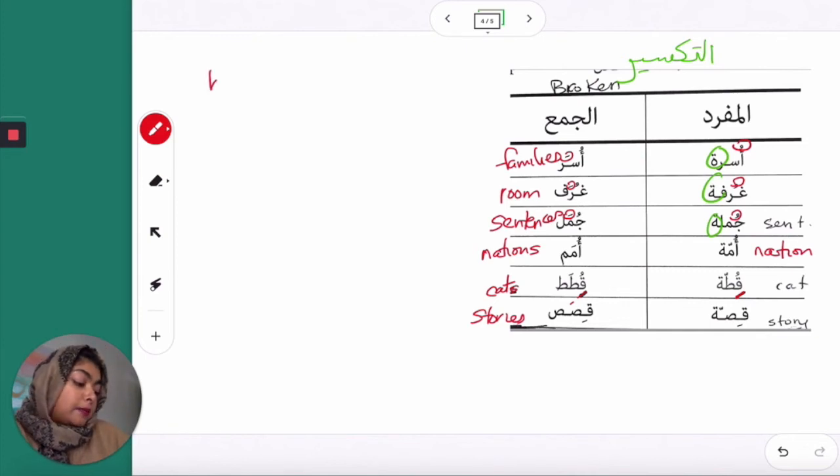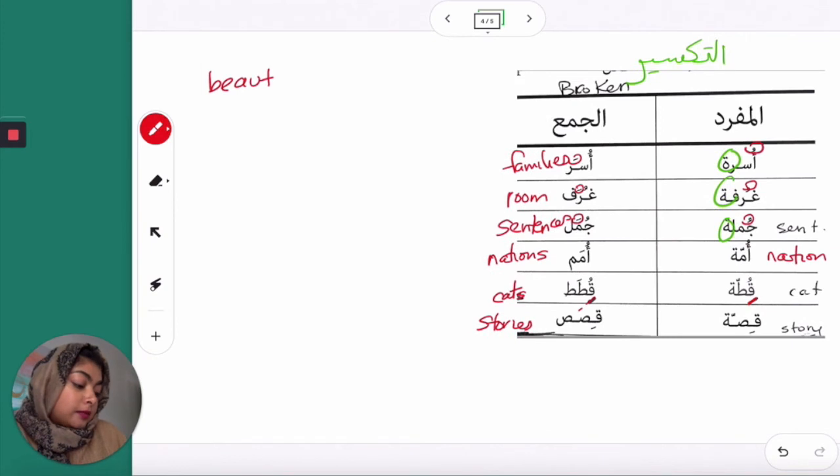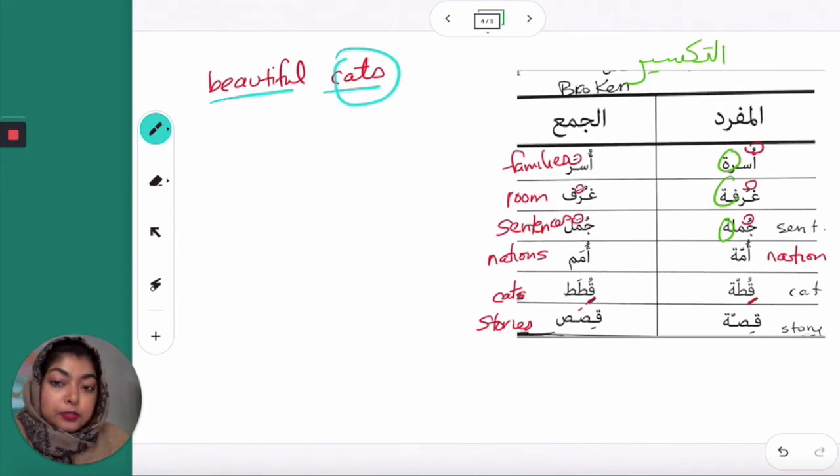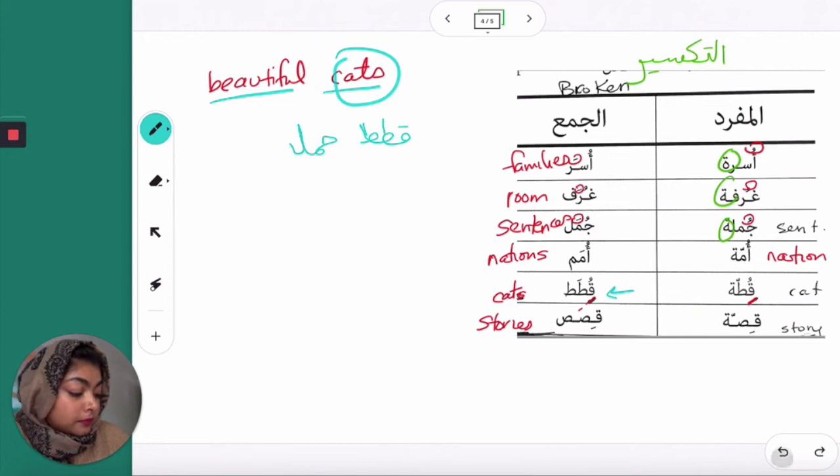So how would we say beautiful cats? Go ahead, pause and come back. Okay, so we have an adjective and a noun. Noun always comes first, so we'll put the noun first. We're going to use this word, قطط. And قطط is non-human. It's an animal. So when we describe it with the word beautiful, jameel, we have to add ta marbuta. قطط جميلة.